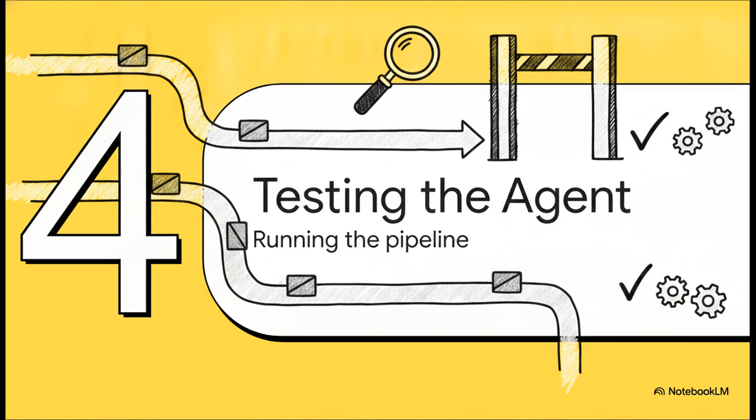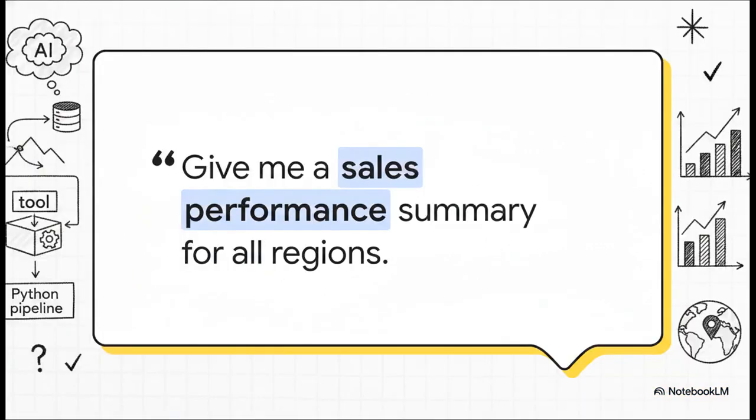Okay, Section 4, Testing the Reliable Agent. Let's see this thing in action. Here is the moment of truth. Imagine a user types this natural language question into the chat UI. Give me a sales performance summary for all regions. It seems like a super simple request.